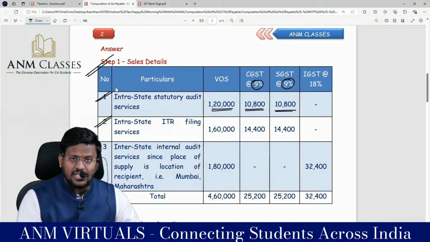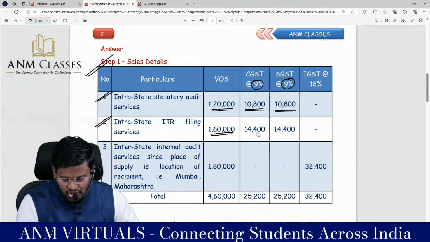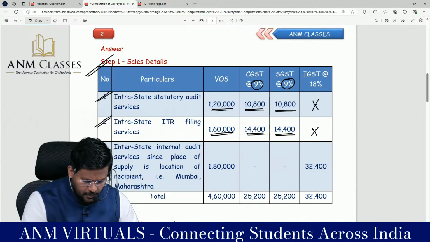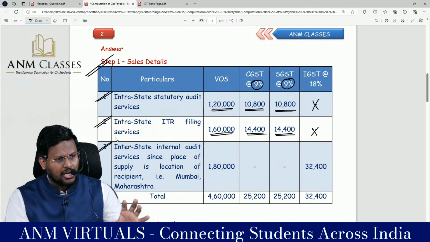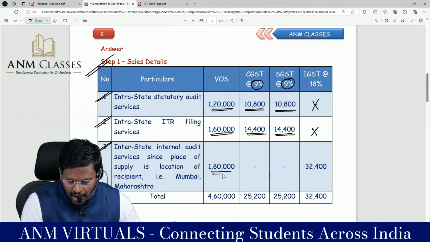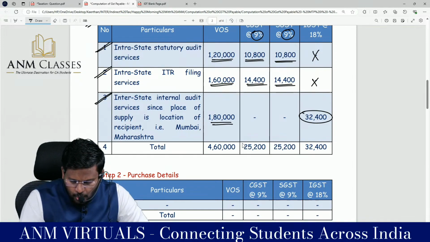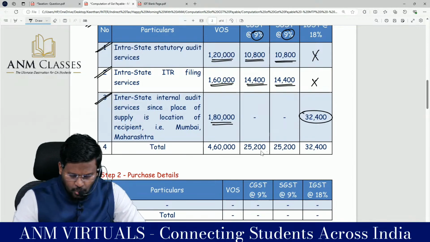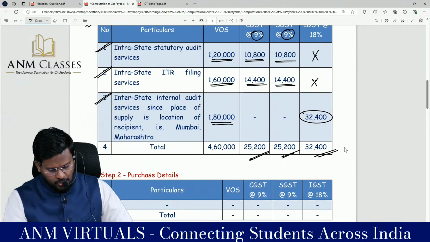Intra-state ITR filing services. Again, on that also he will be collecting; the value of supply is 1,60,000. CGST at the rate of 9% and SGST at the rate of 9%. Whereas for interstate internal audit services, since the place of supply is the location of the recipient, that is Mumbai, Maharashtra, it's an interstate supply, and IGST of 32,400 has to be collected. So total CGST collected is 25,200, total SGST collected is 25,200, and total IGST collected is 32,400, my dear lovable students.